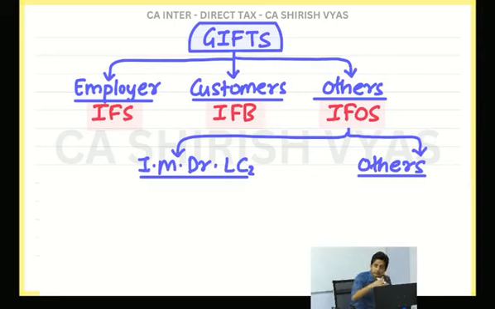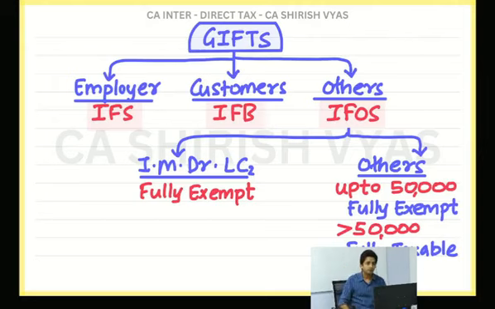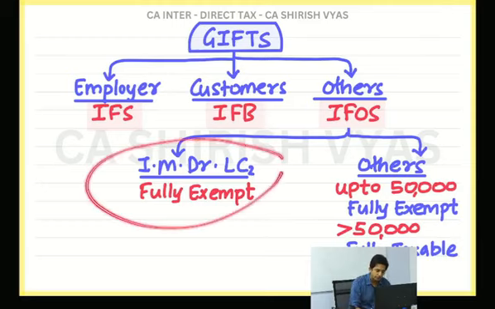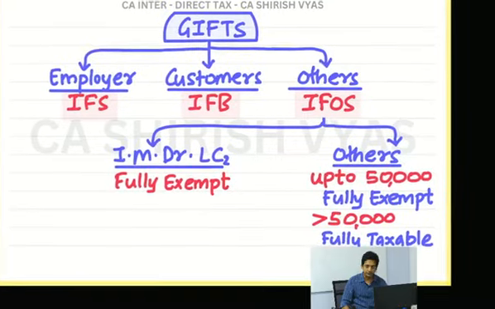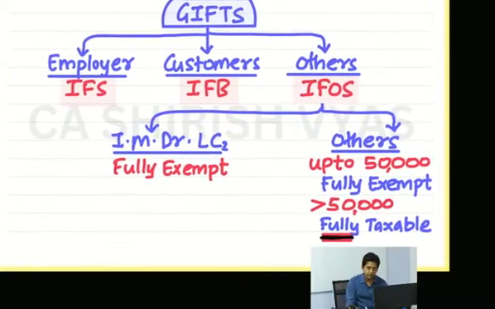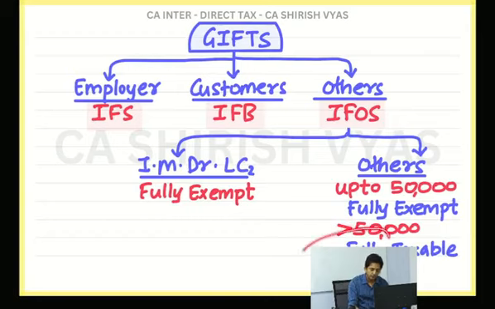What is the logic of 50,000? I will tell you. First, let me inform you about the rule. Reason I will have to tell you, wait, have patience. So first tell me what did I say? I am Dr. LC, fully exempt. Full form I will tell you. Then for any gift other than I am Dr. LC, you have to see the size of the gift. If it is up to 50,000, fully exempt. And above 50,000, see what I have written here. Can you see I have highlighted the word fully? The word fully is highlighted because if it is 52,000, don't do that minus 50 balance. No, the entire amount will be taxable.